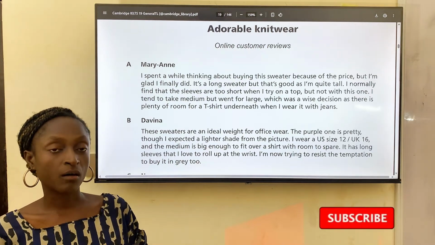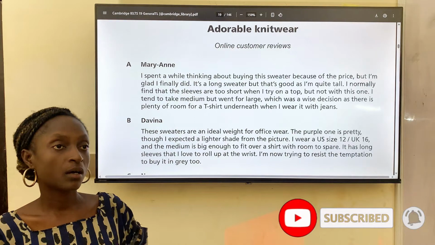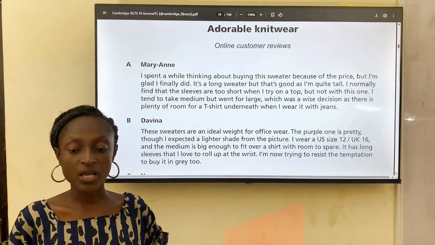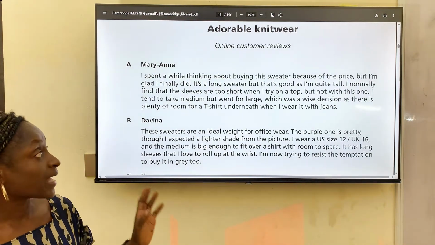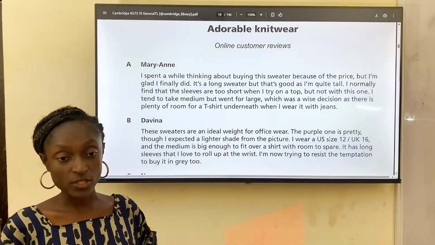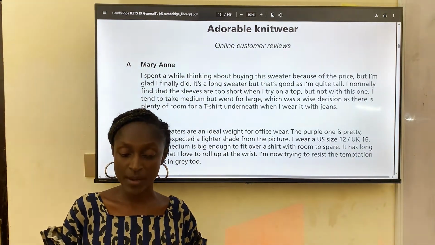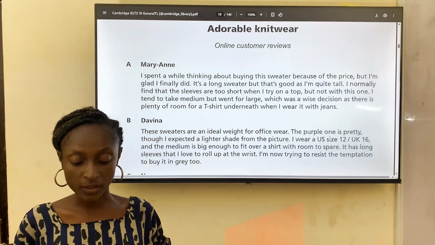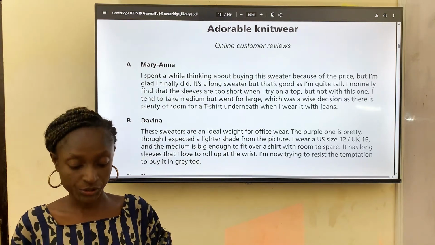We have a full passage that I'll be using. Then we'll look at the question underneath the passage. So now we have Adorable Knitwear. That's the title of the passage. It's very important to always read the title of the passage because it gives you an idea of what the passage is all about, and it helps you in answering the question.